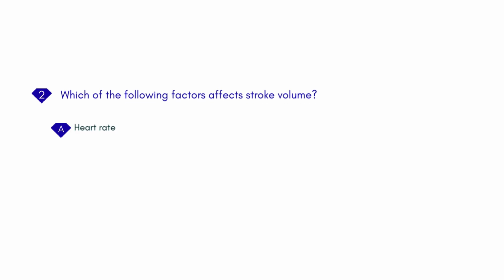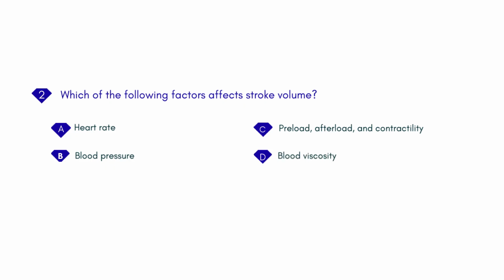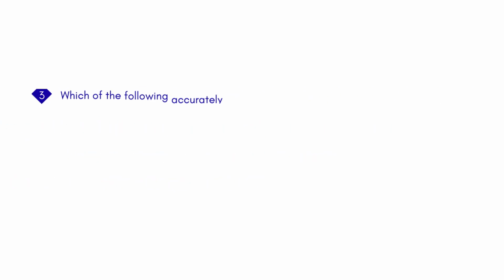A. Heart rate. B. Blood pressure. C. Preload, afterload, and contractility. D. Blood viscosity. Answer C. Preload, afterload, and contractility. Which of the following accurately represents the formula for cardiac output, CO?